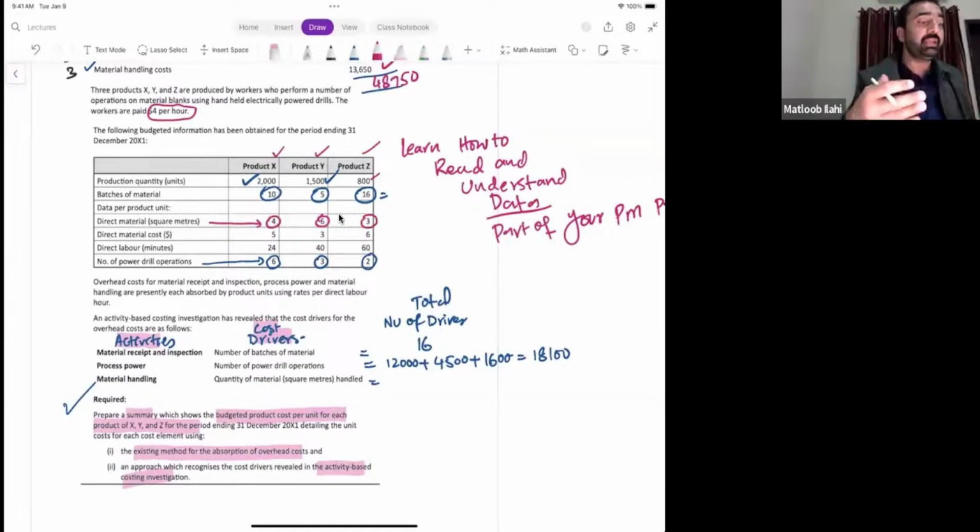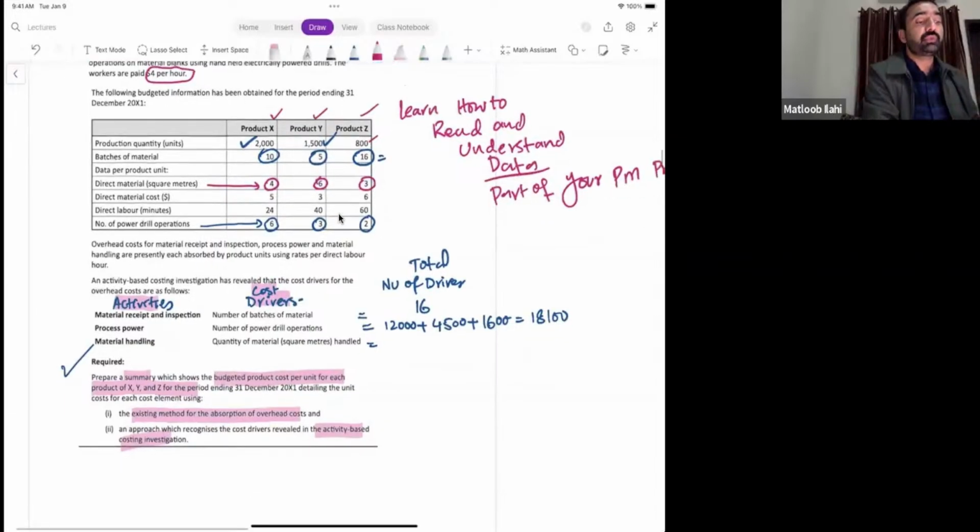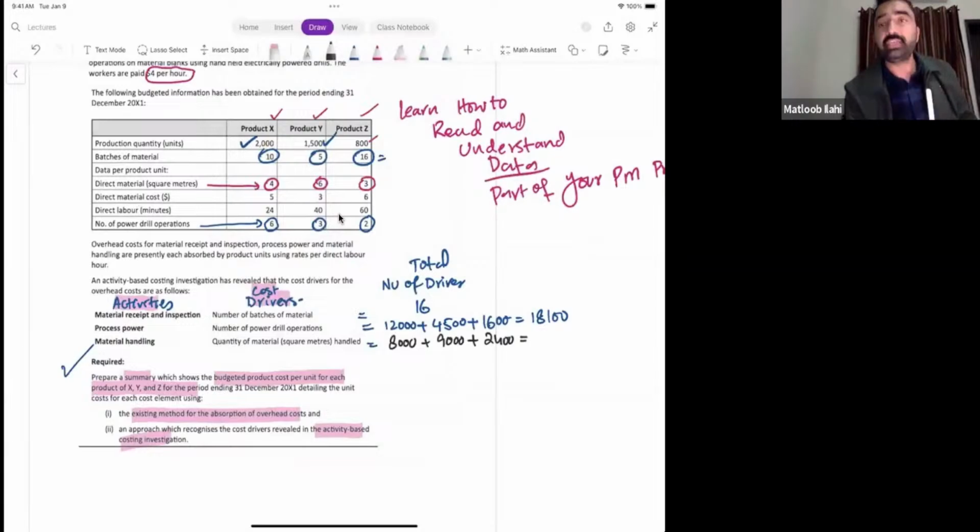Okay, so how much quantity of material handled for product X? 4 multiplied by 2,000 is equal to 8,000. Yes. For product Y, this is 6 multiplied by 1,500 is equal to 9,000. And for product Z, this is 3 per unit multiplied by 800. This is equal to 2,400. So what is the total, please?